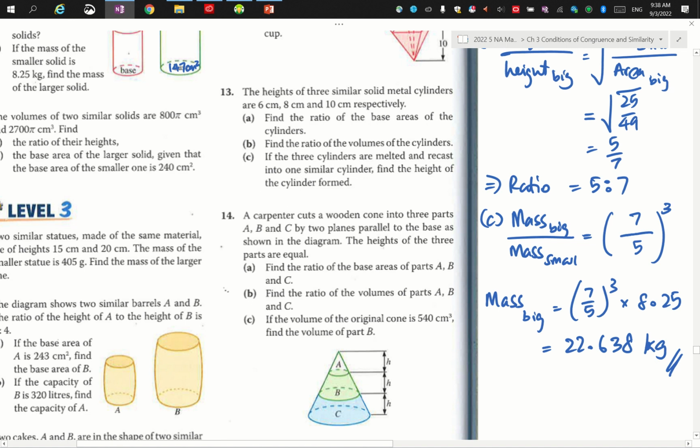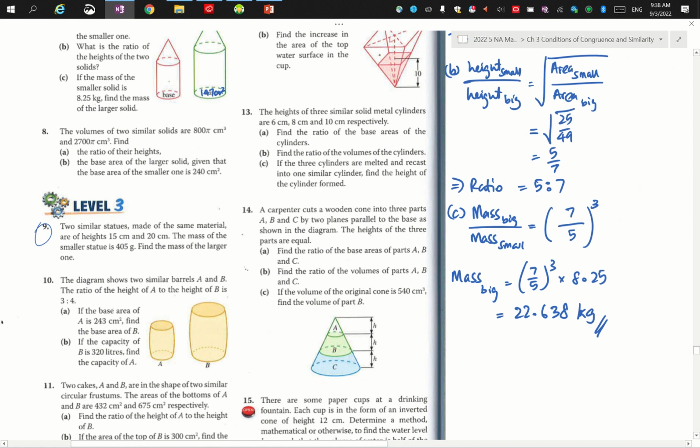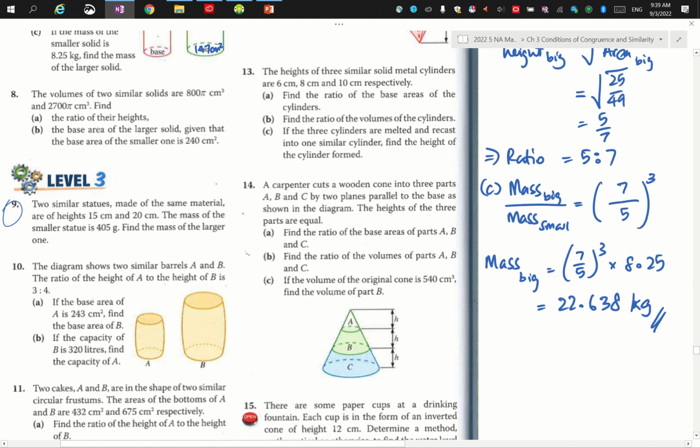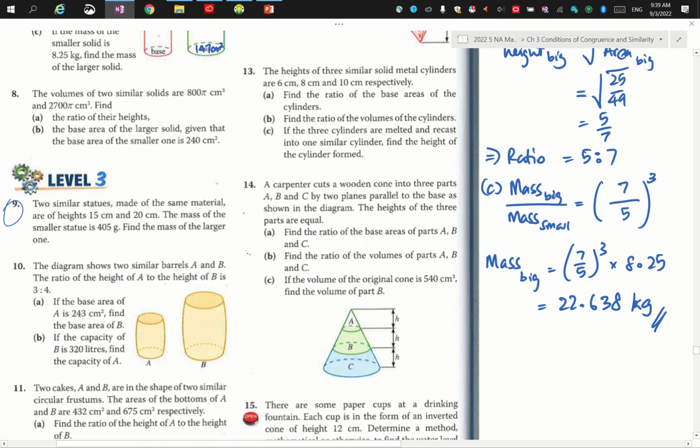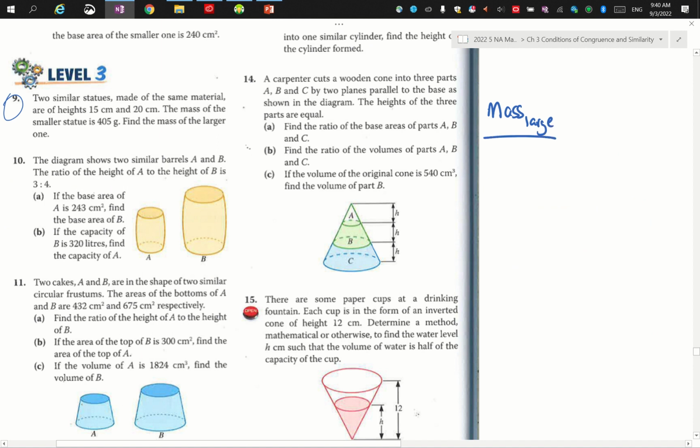One last question that I wanted to go through in class. Okay, so spend some time reading it first. This is question 9. Right, so mass, large. That is what I want to find. I put it on top, divided by mass small. This is going to be the cube of the ratio of the side. But do I have ratio of side?